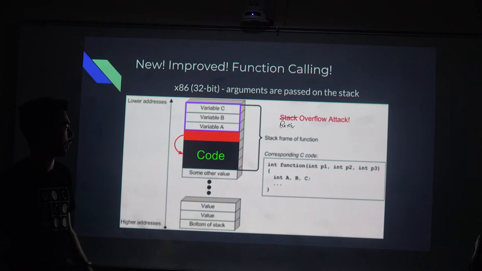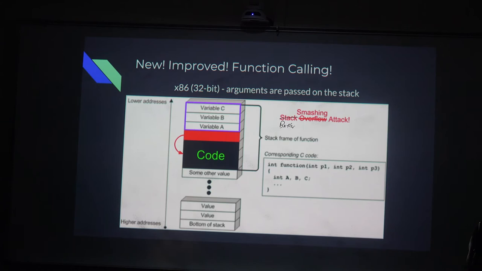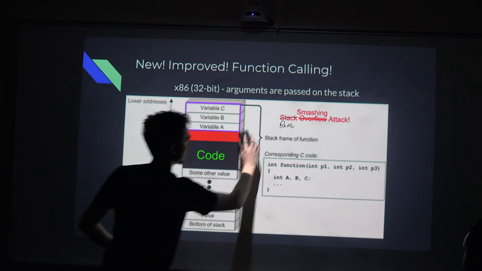So this is code that didn't exist in the original program, but we injected it into the memory space of the running program. So this attack is called a stack smashing attack, and now I can erase a fix, right? So it's called a stack smashing attack.